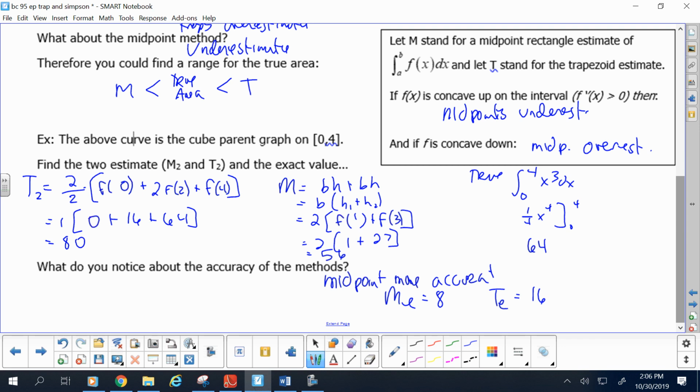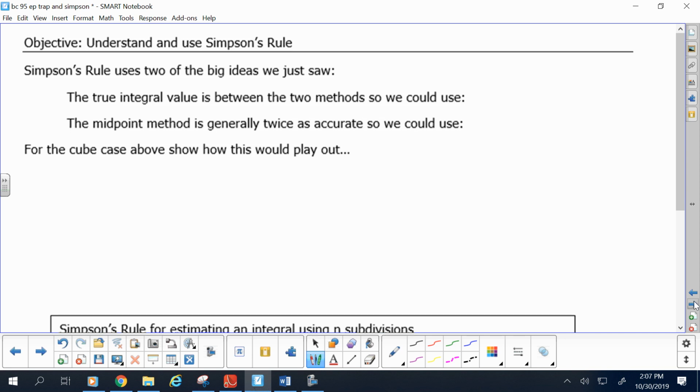Okay, so the midpoint is twice as accurate as the trapezoid. So logical would be to say, well, if the true value is between the two, then we should average the two. But if the midpoint's more accurate, should we just straight up average them, or what should we do? Don't we want to favor the midpoint if it's more accurate? Double average is not a thing, although I assume what you're saying. It's called a weighted average. We're going to use a weighted average. That's Simpson's rule. It uses a weighted average, weighing midpoint more than trapezoid.